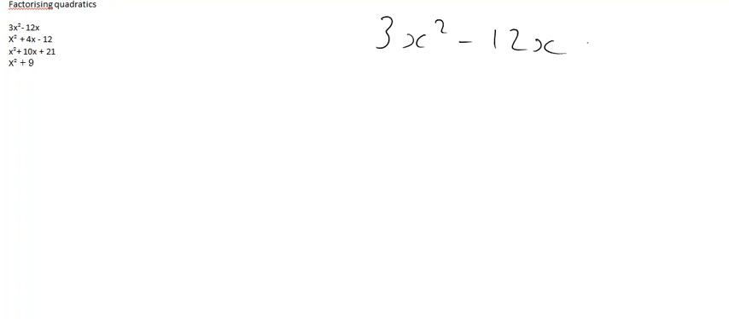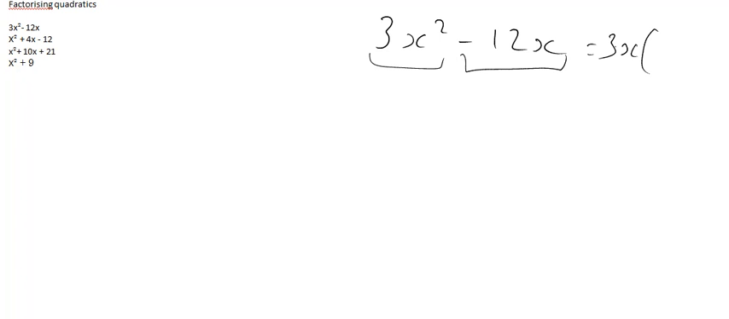Now if I think back to what we talked about in the last one, I said that I look at each part of my expression, and I've got 3x squared and I've got minus 12x, and I'm looking for the largest number that I can divide on both of those. The largest number I can take out of both 3 and 12 is 3. But I've also got an x squared and an x, so therefore I can take an x out of both parts. So that goes outside my bracket.